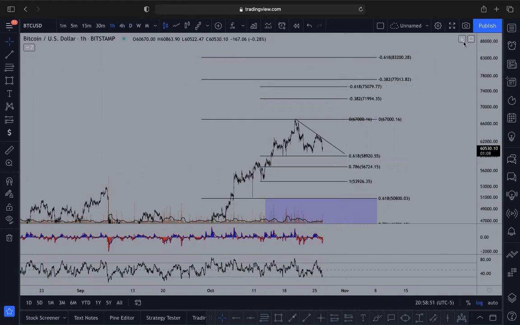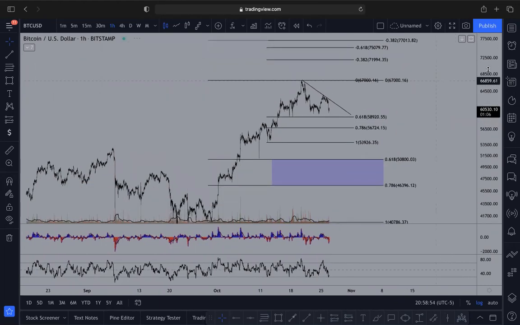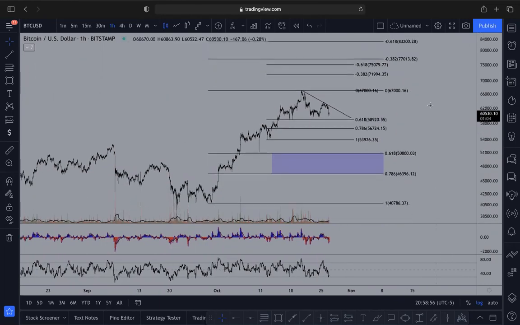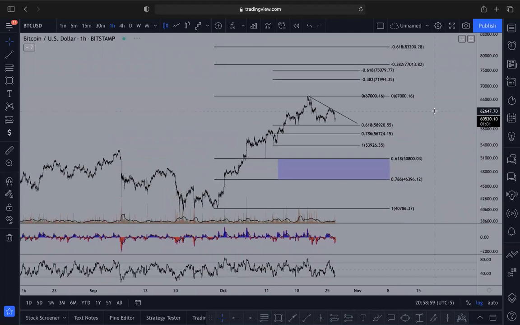So I pretty much have the same bias on all the other cryptos. Bitcoin's kind of running the show, so there's no reason to really get into those. I don't really have much time anyway.